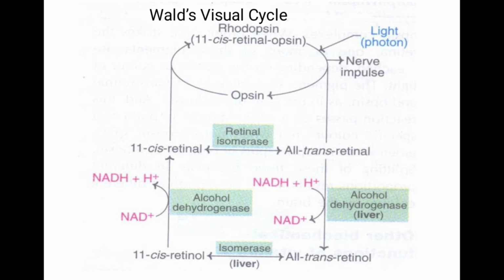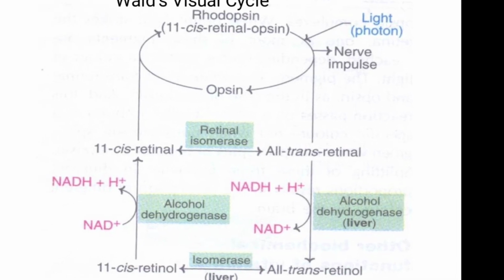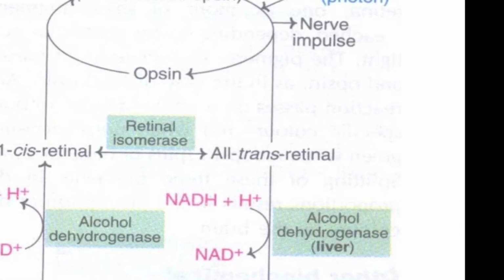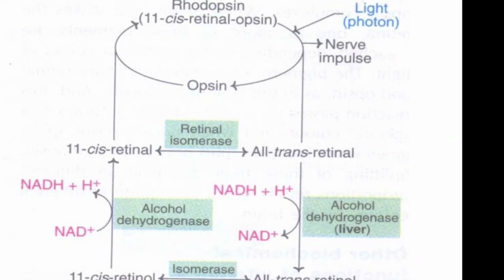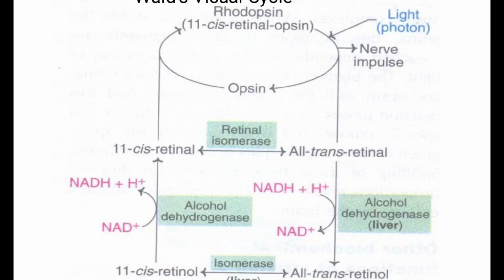Okay, so what is happening? What is rhodopsin? It is a conjugated protein present in the retina, that is 11-cis retinol plus opsin. In the presence of light, it changes to all-trans retinol, see down, and opsin. So there is a need for regeneration of rhodopsin.